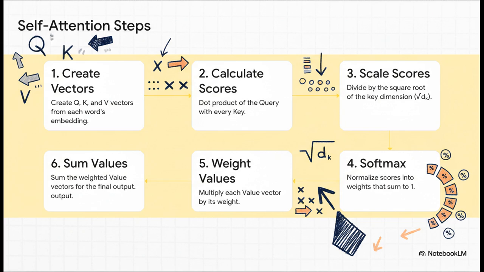Then you run those scores through a softmax function, which turns them into nice, clean probabilities that all add up to 1. This is your attention score, literally what percentage of attention to pay to each word. Finally, you take those scores and multiply them against each word's value vector, and then you just sum it all up. What you're left with is a brand new vector for your original word, one that is now packed with contextual meaning from every other word it just paid attention to.